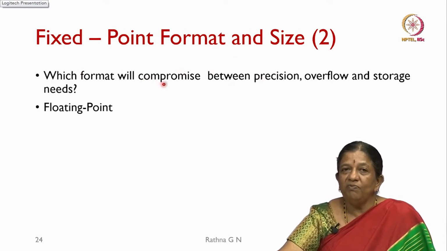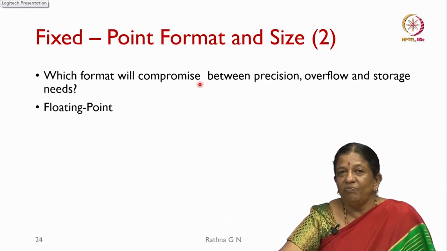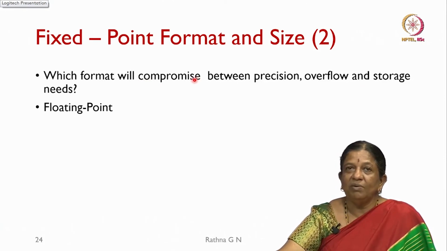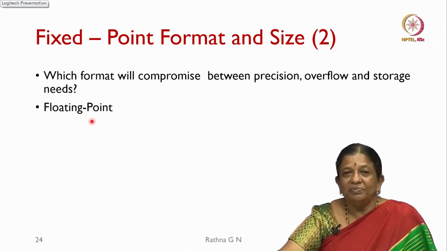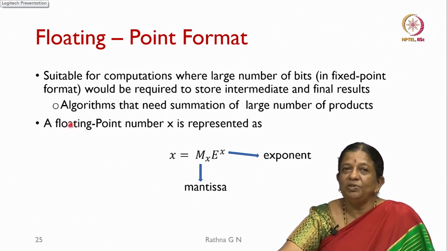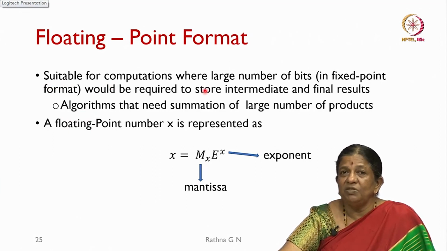So, which format will compromise between precision, overflow and storage needs? One method, we said, is to increase the number of bits. The other way of doing it is the floating point number, which will give me a solution. So, how is it going to give me that? It is suitable for computations where a large number of bits in fixed point format would be required to store intermediate and final results.